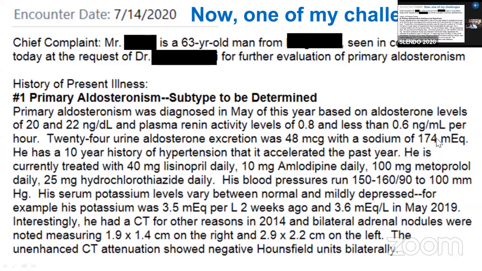Actually, this is a common question I get too. What if on a high sodium diet, we don't quite get to 200? Well, it depends what the ALDO is. If the ALDO here was, let's say, 13 micrograms, and we're at 174, I'd probably repeat it on a good high sodium diet. But here, this person is volume expanded at 174. They shouldn't be making much ALDO. This person's at 48, so there's no doubt this is inappropriate. I would not repeat a 24-hour in this case.